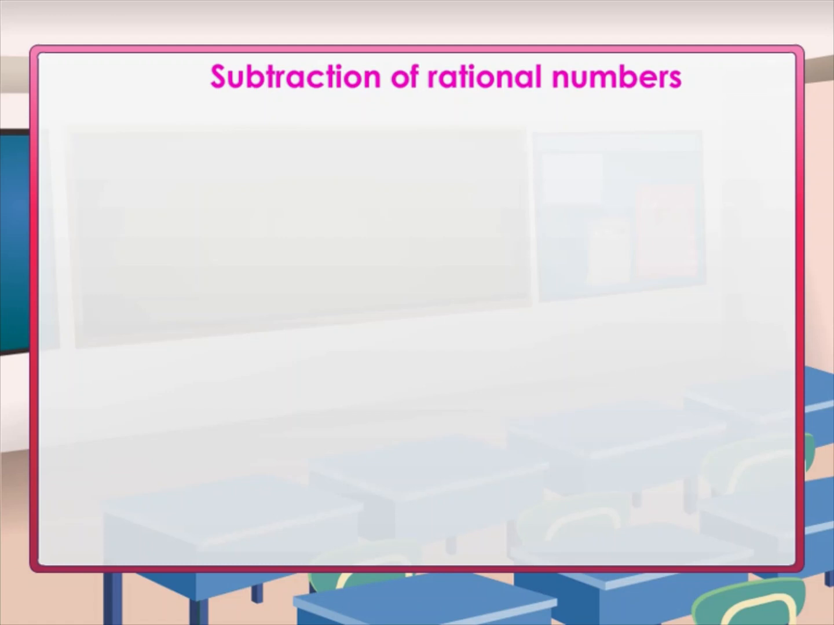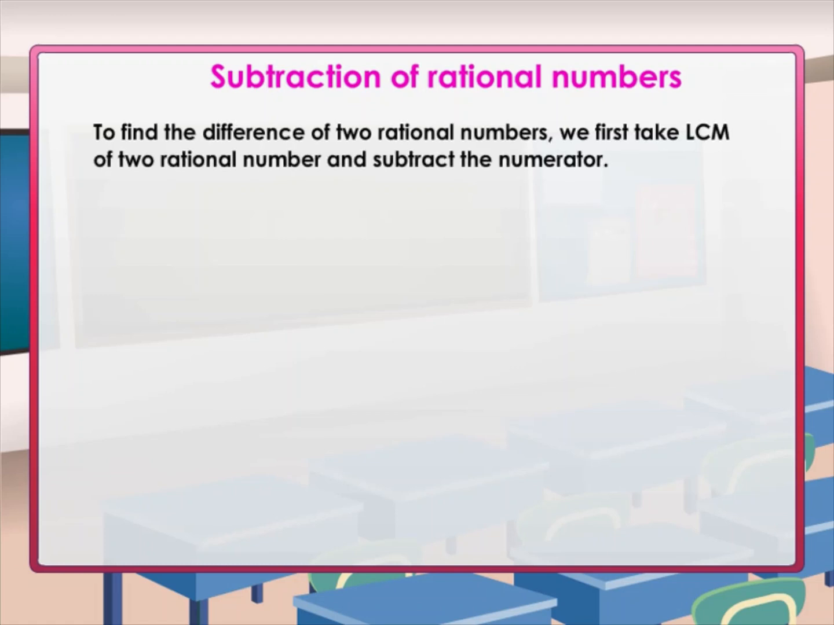Subtraction of rational numbers. To find the difference of two rational numbers, we first take the LCM of the two given rational numbers and subtract the numerators. Consider the example 3 by 6 and 2 by 7. When we subtract the rational numbers 3 by 6 and 2 by 7, we get 9 by 42, with LCM of 42.